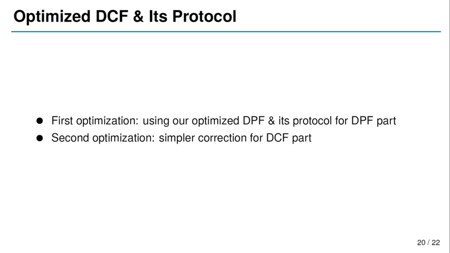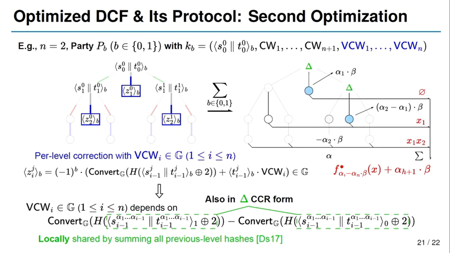And in our work, we have two optimizations for DCF. The first one is that we can use our optimized DPF and its protocol for the DPF part. And our second optimization is that we can have a simpler correction for the DCF part. Here we give an example of our second optimization. We observe that one additional node is sufficient for each node, and there is no need to introduce masks in the shared tree of the two parties.